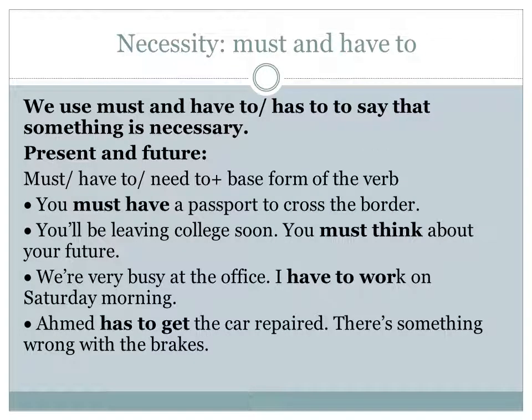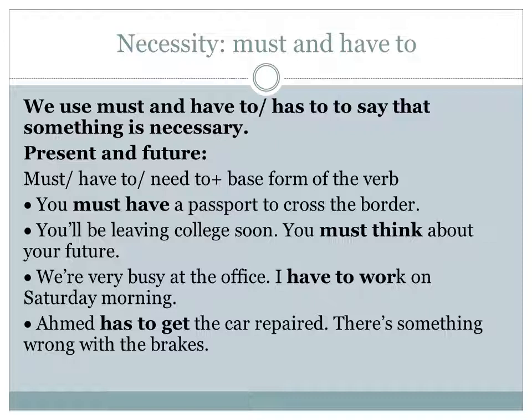تالت حاجة مهمة جدا أوي استخدام الماست والهاف تو. طبعا بستخدمها للضرورة اللي هي necessity. we use the must and have to or has to see that something is necessary، إن الشيء ده ضروري جدا. طبعا present والfuture بستخدم must و have to need to plus base form of the verb.